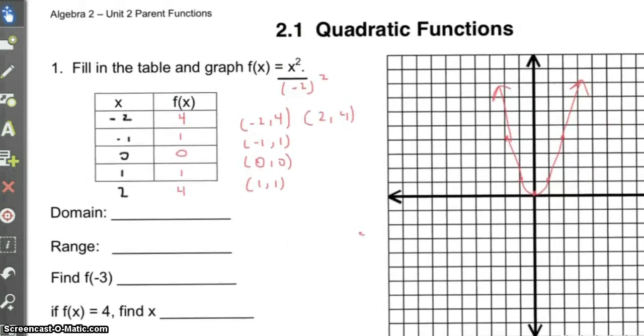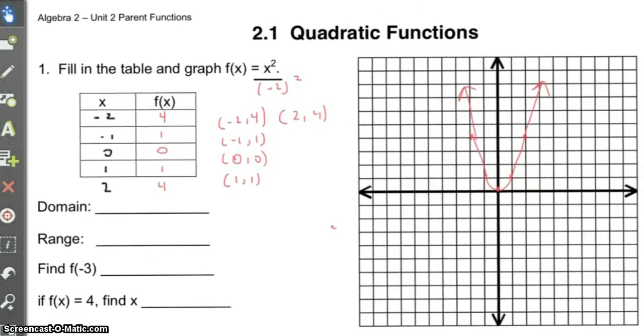Now, let's look at the domain. Remember, domain is the x value. So, from the left side to the right side, what part of the x-axis is covered? Remember, this is going to extend forever. So, my domain is going to be -infinity to infinity.